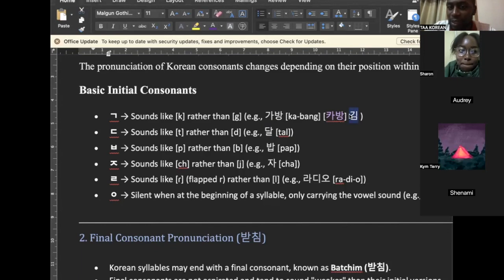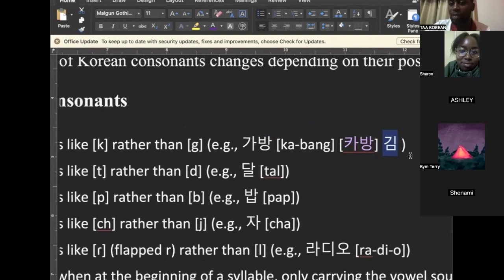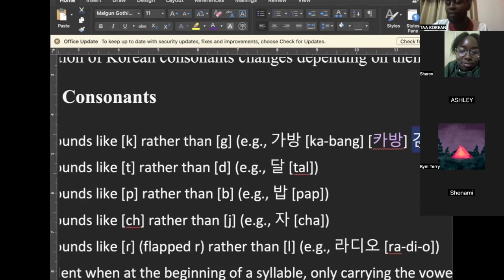Y'all, what is this letter? This first letter here. What is this? Like a curved seven. Anyone? G. That's a G. Yet in Korean, when you ask somebody for their surname, half of the country is like Kim. Yet this is a G. So what's up with that?